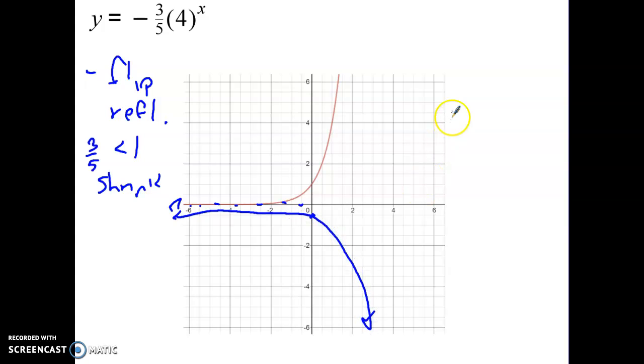Same shape, right? I still have very steep on this side. You can see that right here. I still have very shallow on this side, and you can see that right here. But my anchor point has moved from +1 to -3/5.